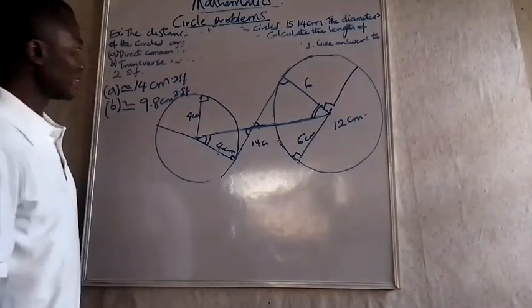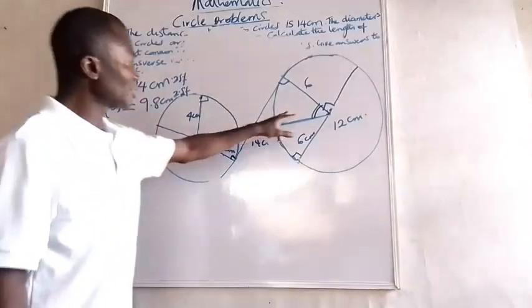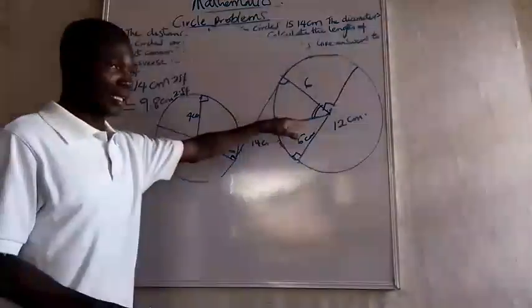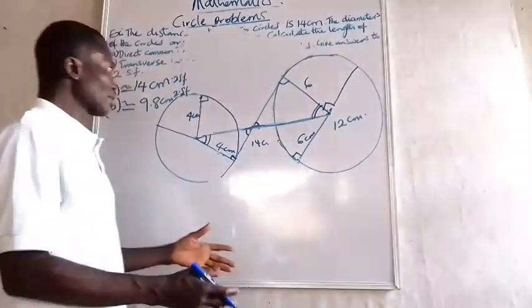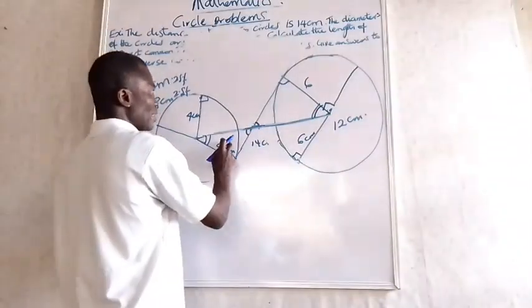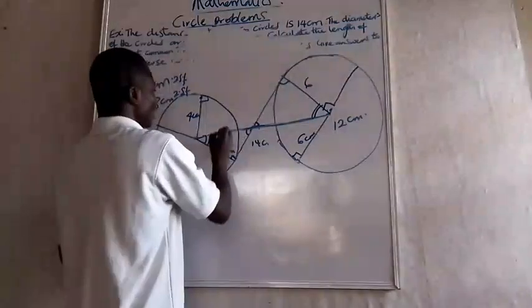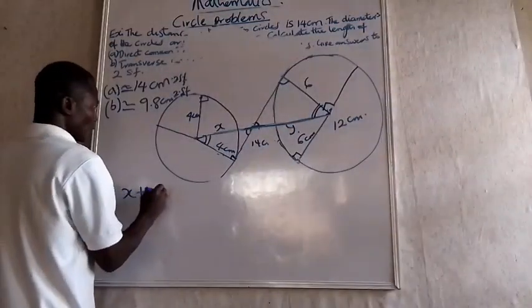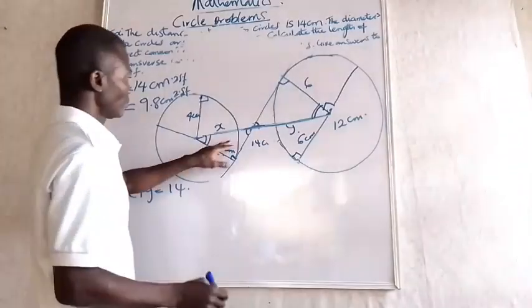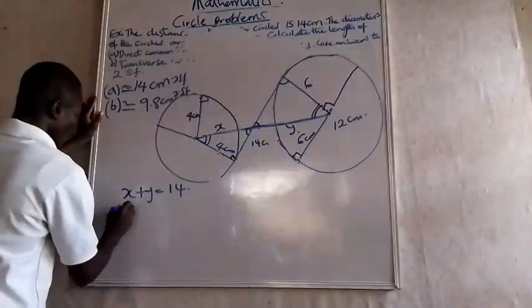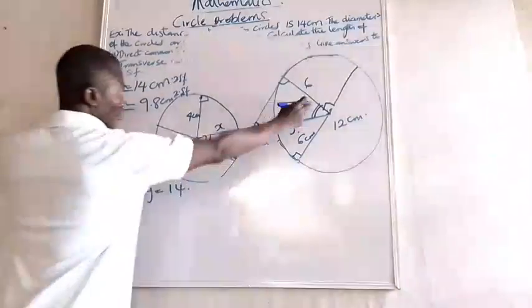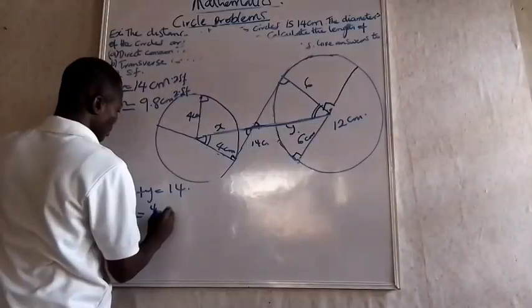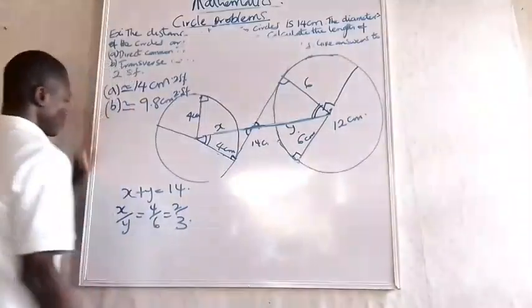So what does that imply? It means that this one here and this one will be in the same proportion as this one and this one. Now let's look at what it will be. If I have 4 here, I have 6 here. So let's call this x. Let's call this one y. So x plus y is equal to 14. So x over y will be equal to 4 over 6, which is 2 over 3.